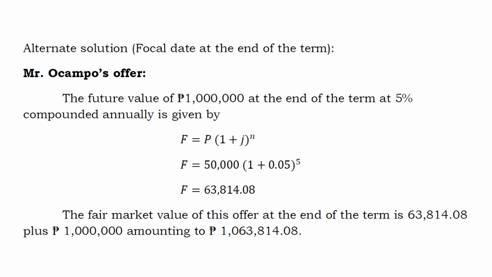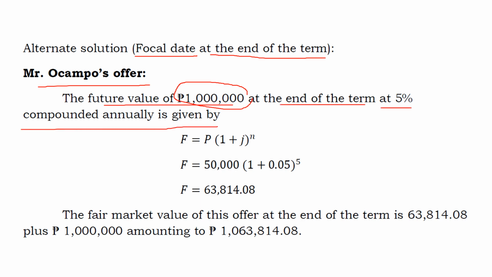For the alternate solution, your focal date is at the end of the term. For Mr. Ocampo's offer, we look for the future value of the down payment at 5% compounded annually. So we just substitute the principal. What will be your principal? Your principal is 50,000 because that will be your down payment. We multiply it by 1 plus 0.05, as we apply your 5% interest compounded annually.